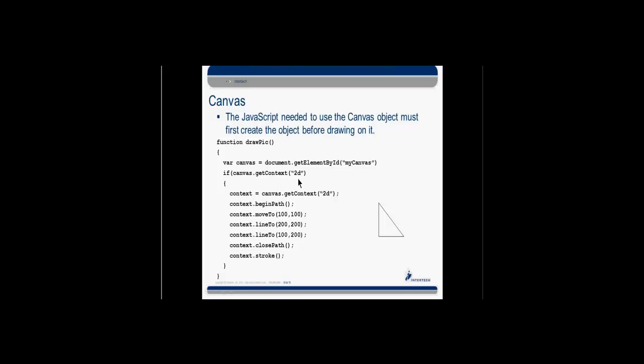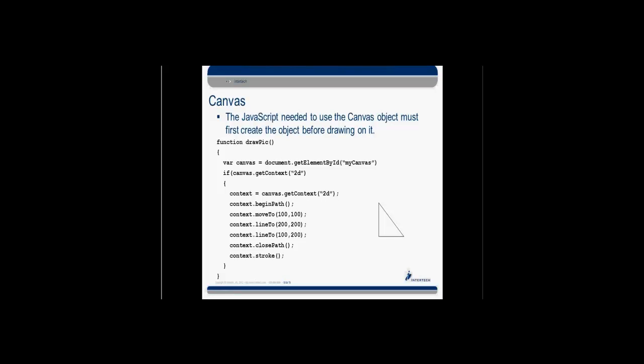And then we have to get context 2D. Remember, it's not just 3D for the 3D version. We have to say WebGL. And with this one, we get 2D, and we're checking to see if it's even possible, because if it is possible, great, we'll get context, and then we start beginning path.